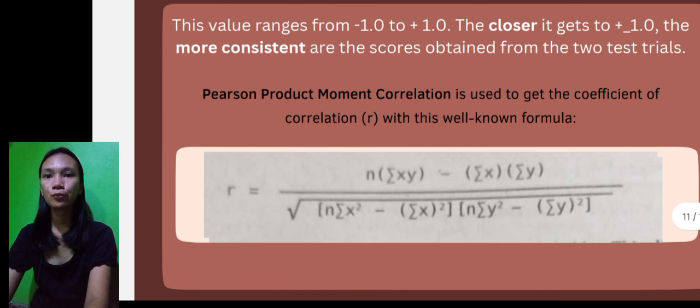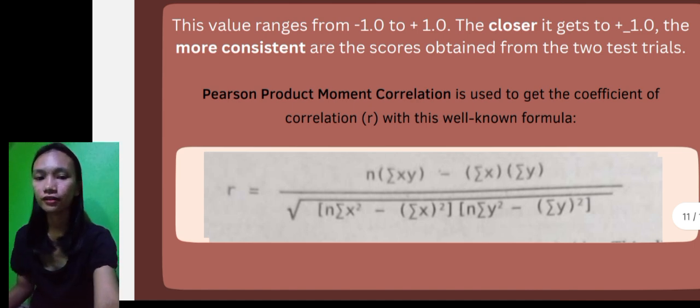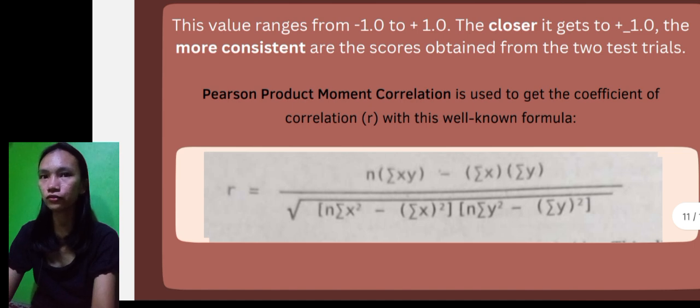A higher correlation suggests that the test is stable over time in the case of test-retest, or that different forms of the test are measuring the same construct in a consistent manner, in the case of alternate form or parallel form reliability. So the Pearson product moment correlation is used to get the coefficient of correlation with this well-known formula.